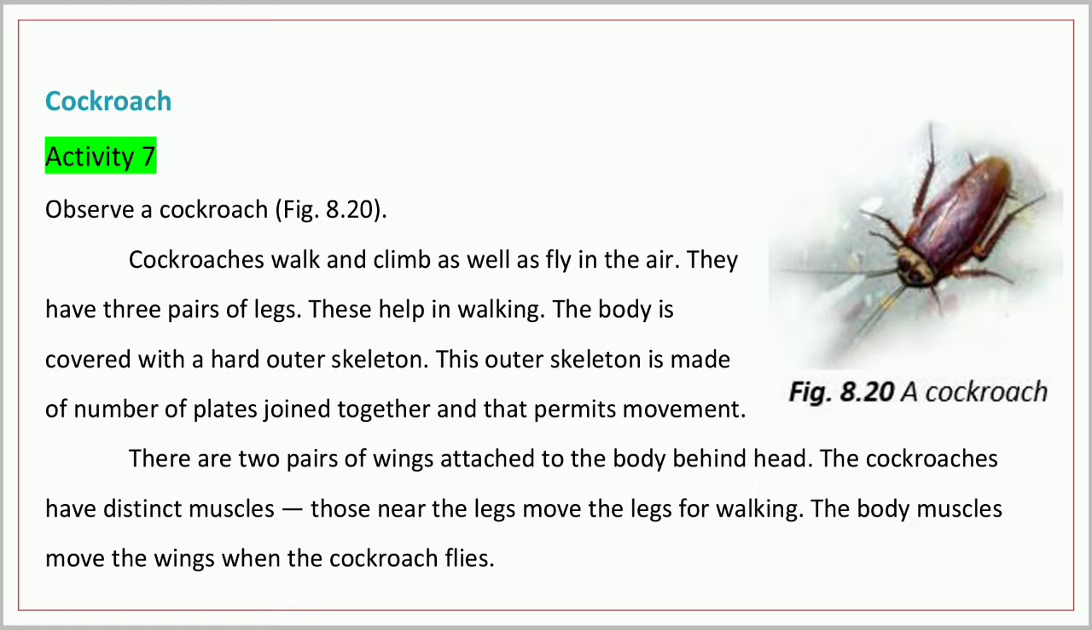This outer skeleton is made up of a number of plates joined together, and that permits movement. There are 2 pairs of wings attached to the body behind the head. The cockroach has distinct muscles. Those near the legs move the legs for walking. The body muscles move the wings when the cockroach flies.